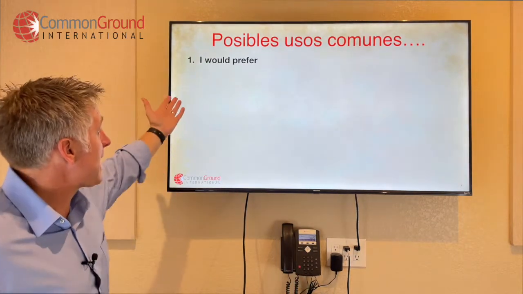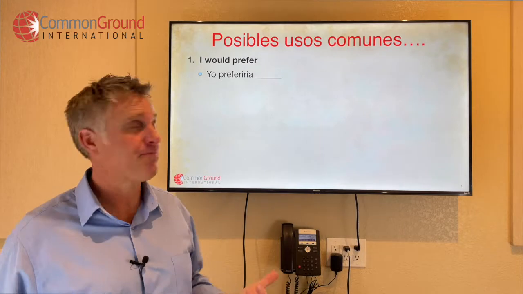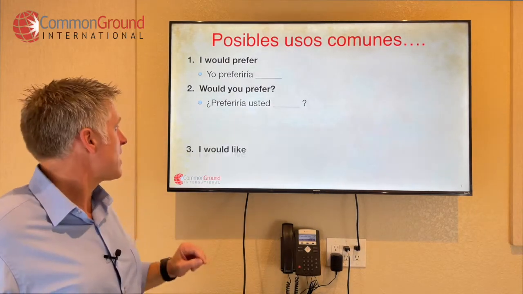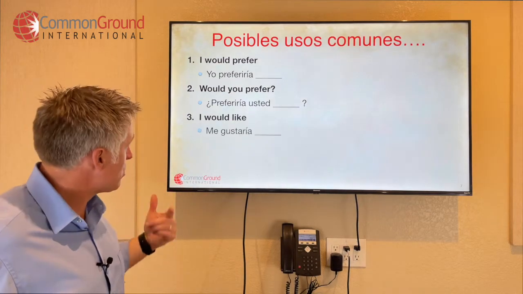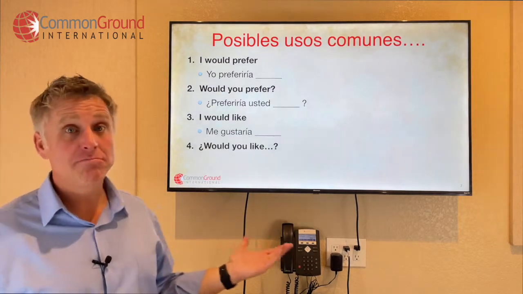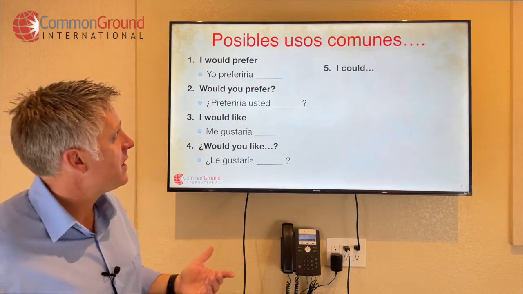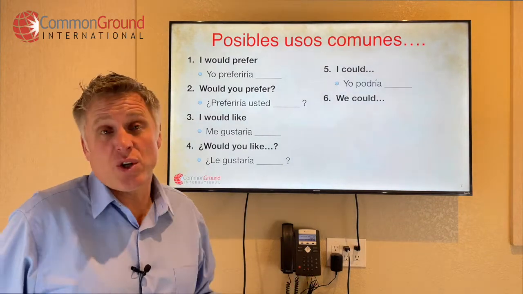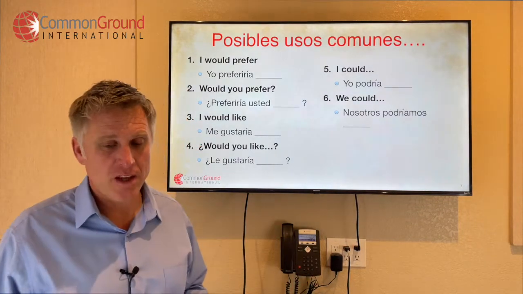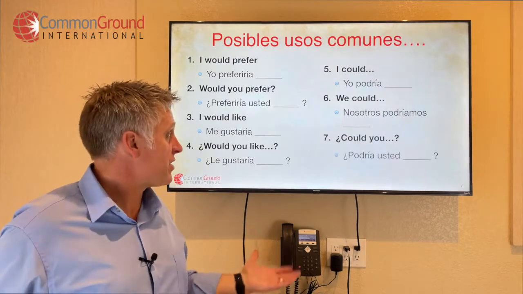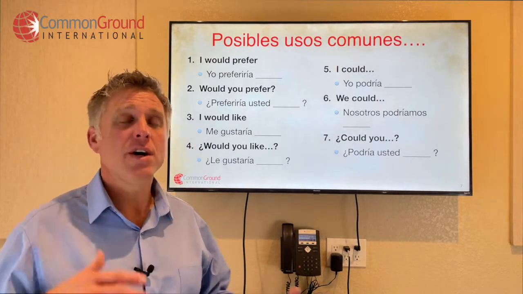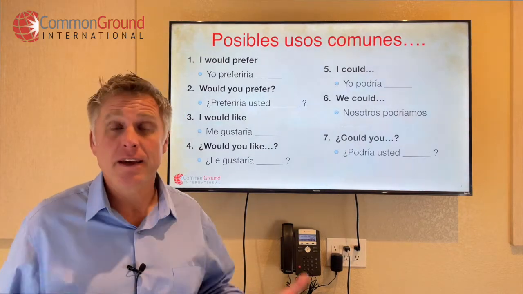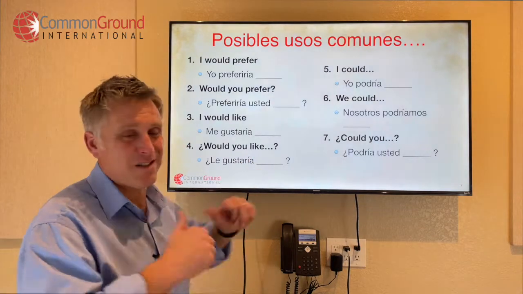You might say something like, I would prefer. Yo preferiría. Would you prefer? Preferiría usted? I would like. Me gustaría. Would you like? Le gustaría. I could. Yo podría. We could. Nosotros podríamos. Could you? Podría usted? Okay, so if you could find yourself talking in a would, could type setting in English, then the conditional tense is perfect for you.